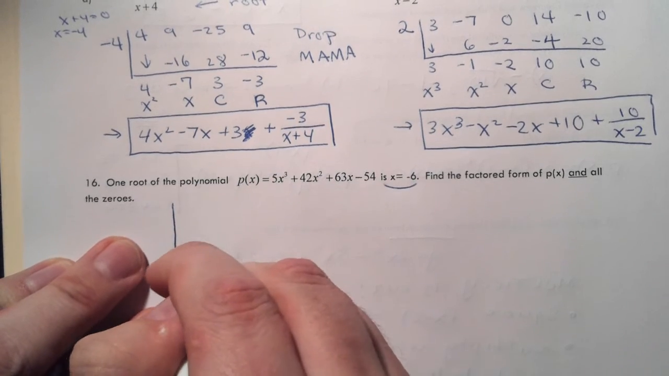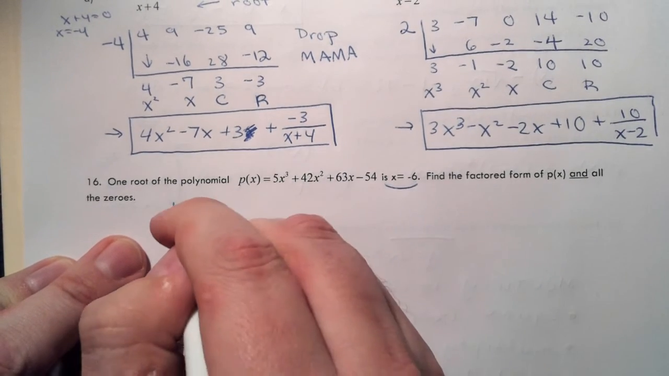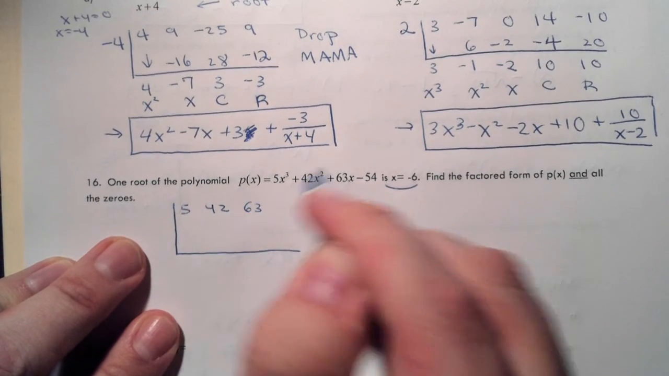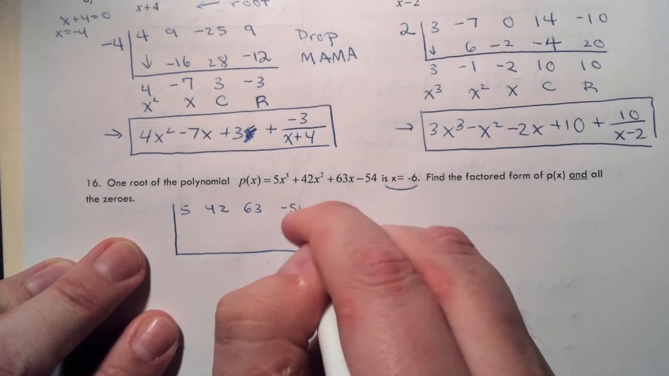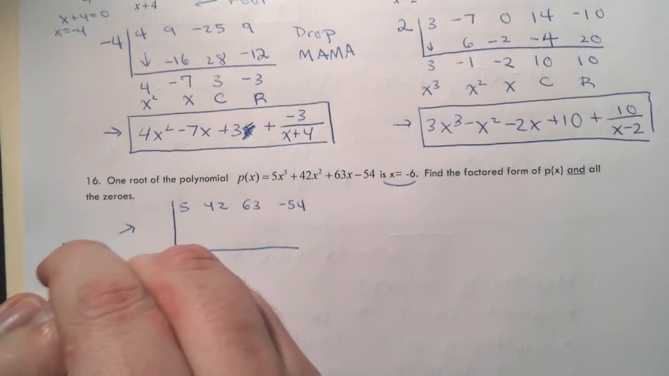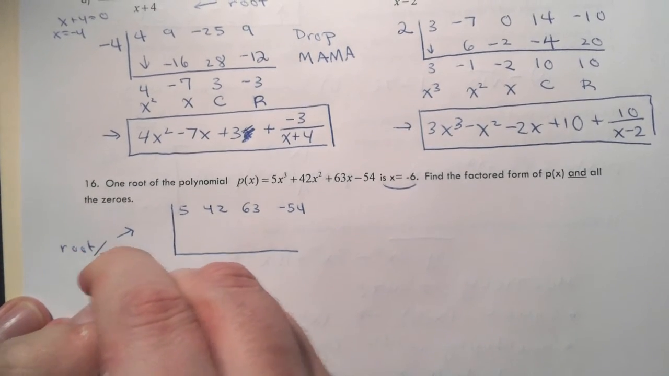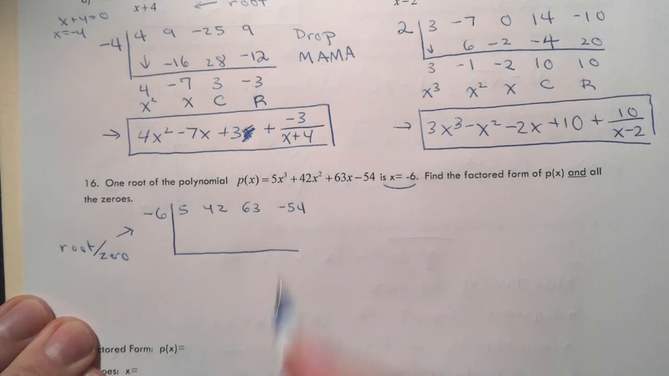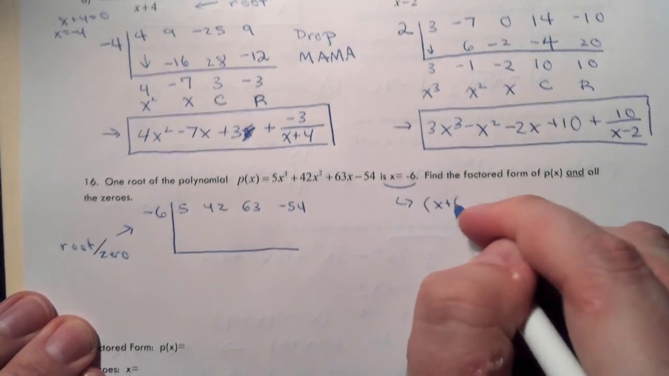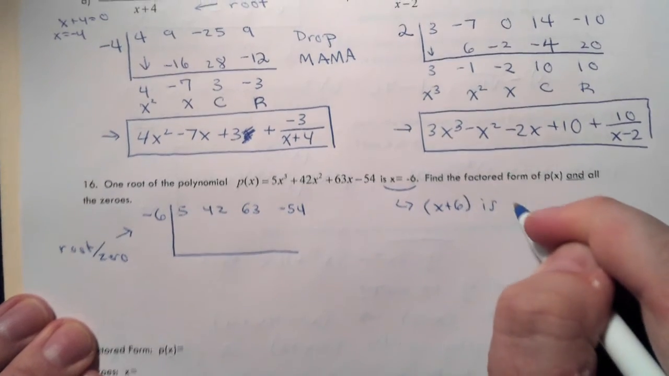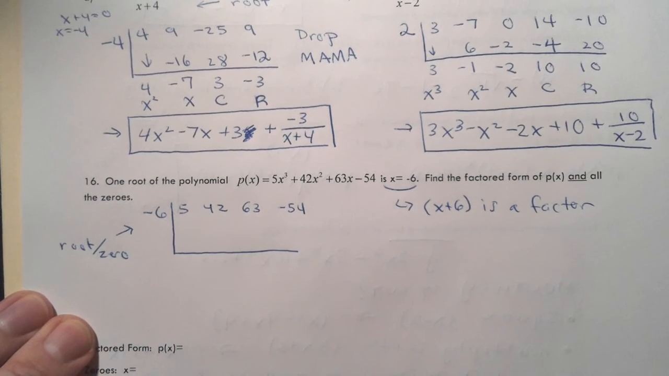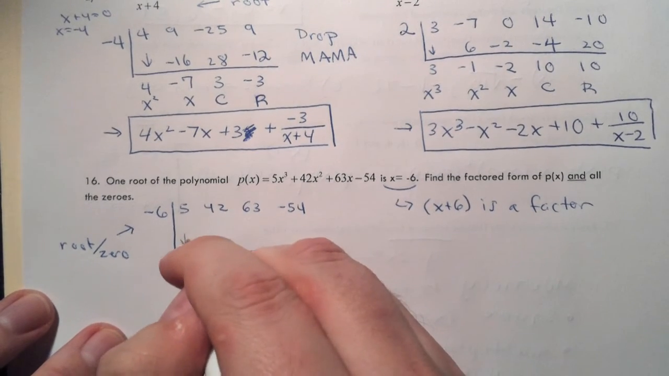So I'm going to set this up with some synthetic division. I've been given a root. So I can take the coefficients of p, which are 5, 42, 63, and negative 54. Now remember, what I always put out here was the root or 0. So I will just use -6. X equals -6 is going to imply that x plus 6 is a factor. But I'm using the root, so I just use -6. And then I'm going to drop down the 5.